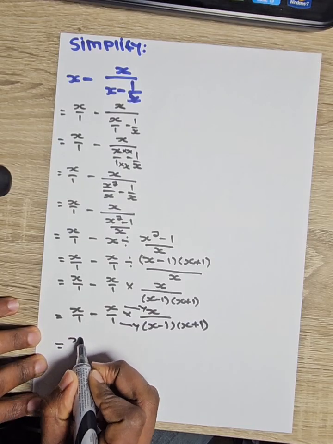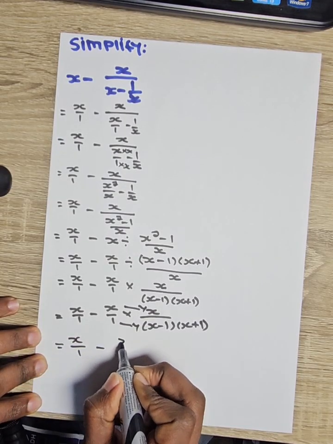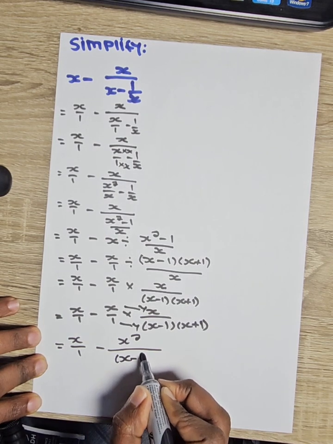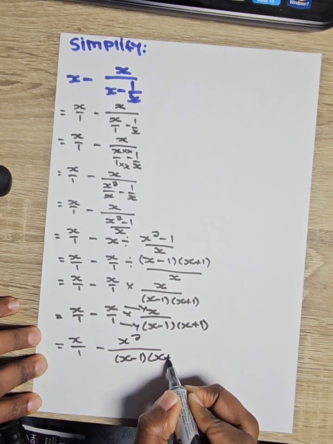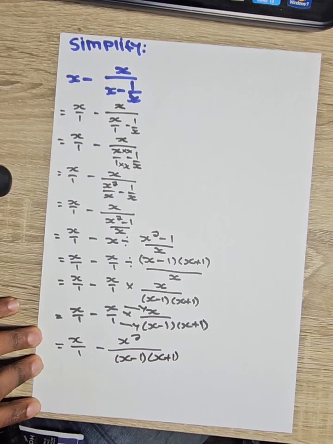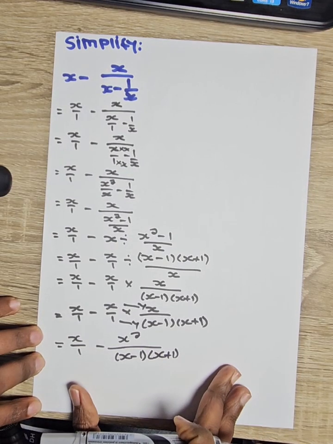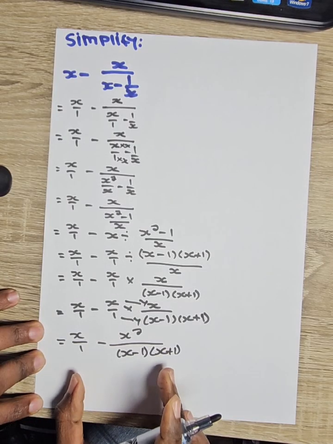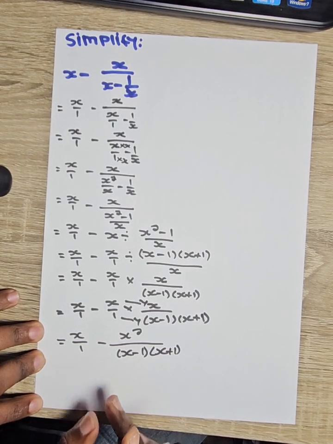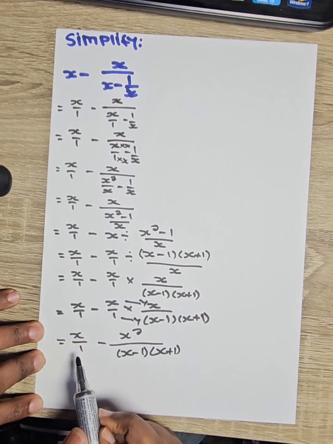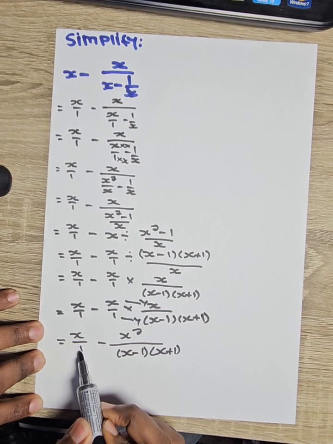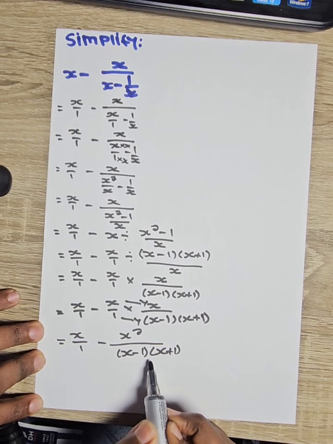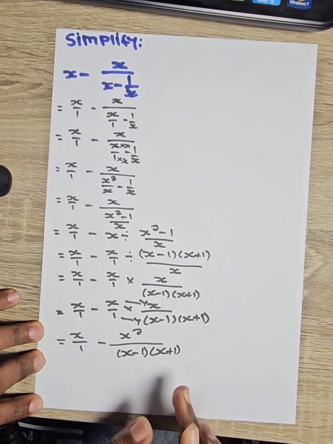We're therefore going to multiply the numerators and multiply the denominators. This simplifies to x over 1 minus x squared over x minus 1 x plus 1. Now I have fractions only with subtraction. I will therefore need to make sure I have the same denominators. How am I going to make that? I will change only the first fraction, which is x over 1, by multiplying by the denominator of the second fraction, which is the two brackets.